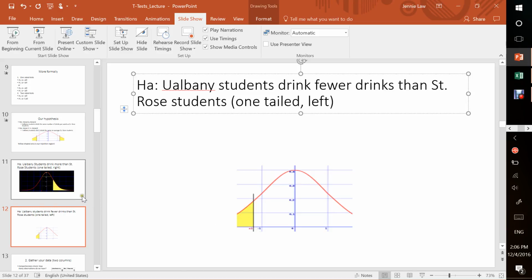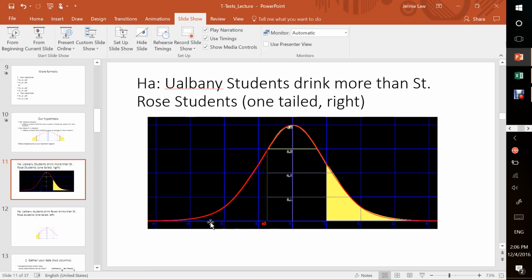Now, as you remember from our previous video lecture, the trade-off of being specific in your hypothesis testing is that if you're pretty sure that UAlbany students, if they don't drink the same as St. Rose students, would drink more, you would have a better chance of finding that effect with this one-tailed test. But if in fact UAlbany students are drinking less and you've chosen a one-tailed right, you actually would not be able to tell, because you'd be over here in this region. And if your observation was over here, you would fail to reject because this is not in your rejection region.